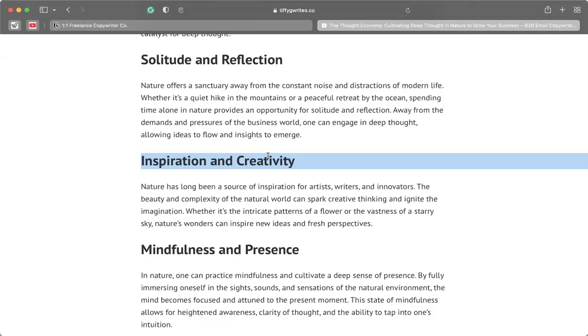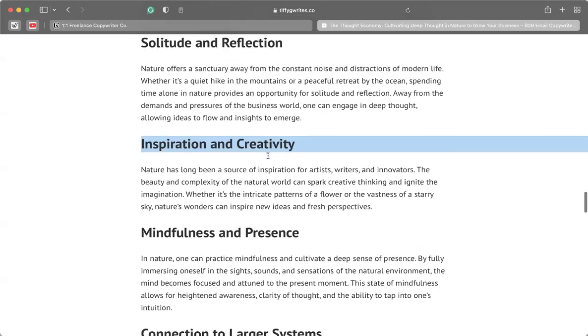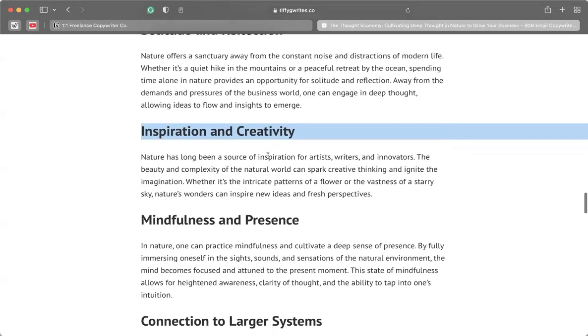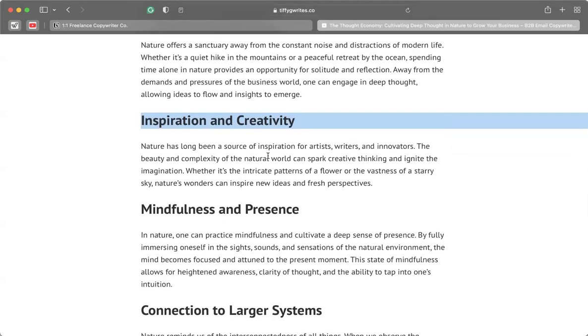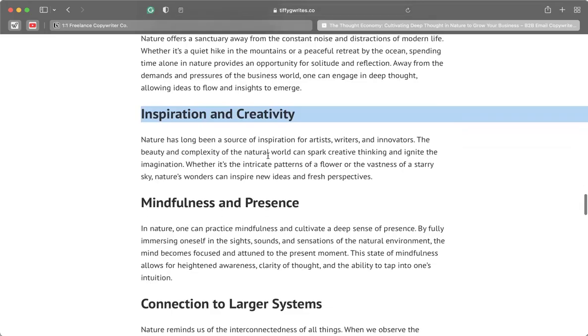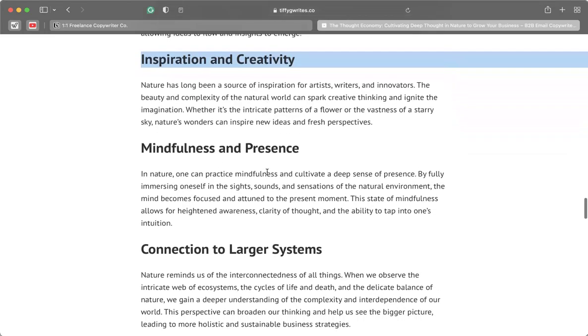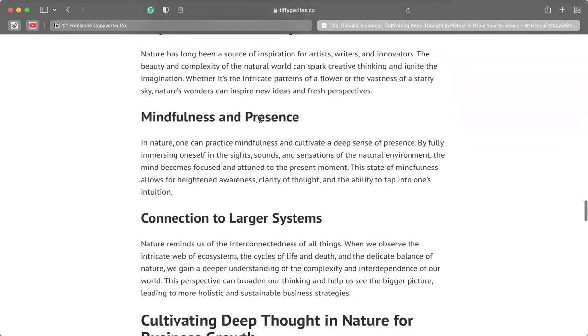The beauty and complexity of the natural world can spark creative thinking and ignite the imagination, whether it's the intricate patterns of a flower or the vastness of a starry sky. Nature's wonders can inspire new ideas and fresh perspectives.